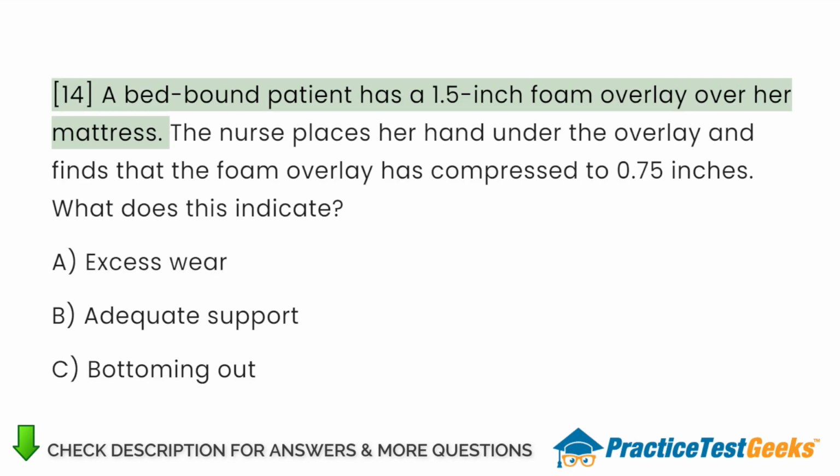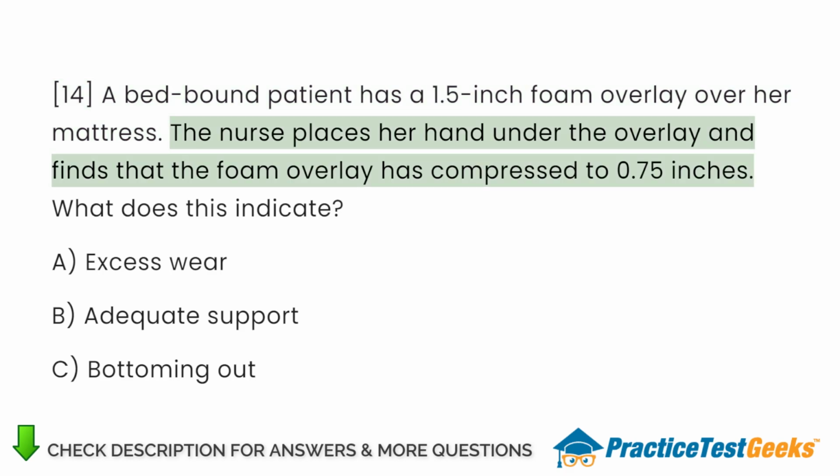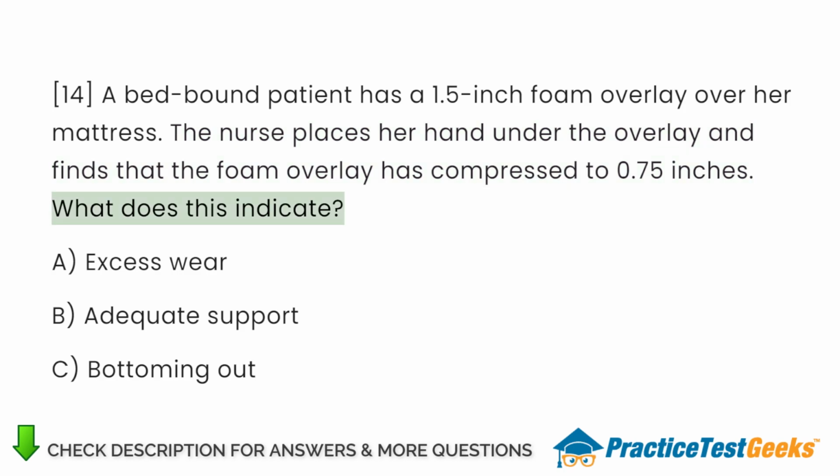A bed-bound patient has a 1.5-inch foam overlay over her mattress. The nurse places her hand under the overlay and finds that the foam overlay has compressed to 0.75 inches. What does this indicate? A. Excess wear. B. Adequate support. C. Bottoming out.